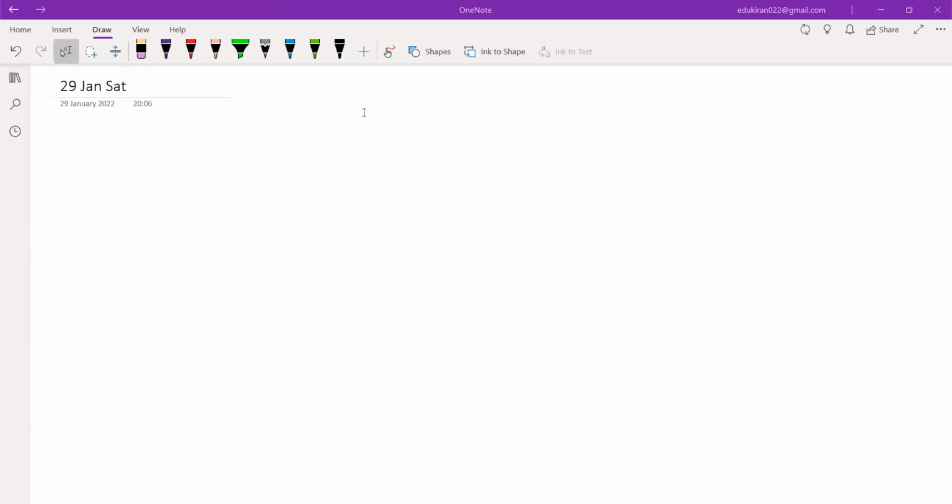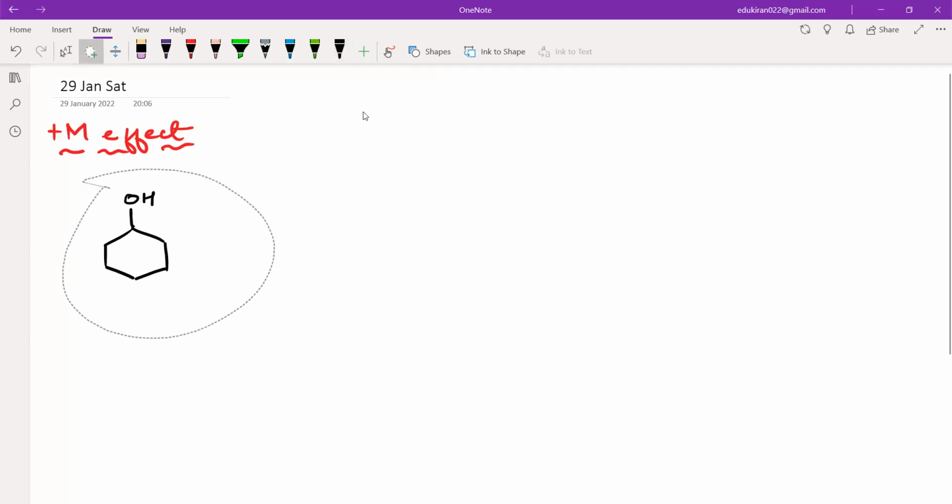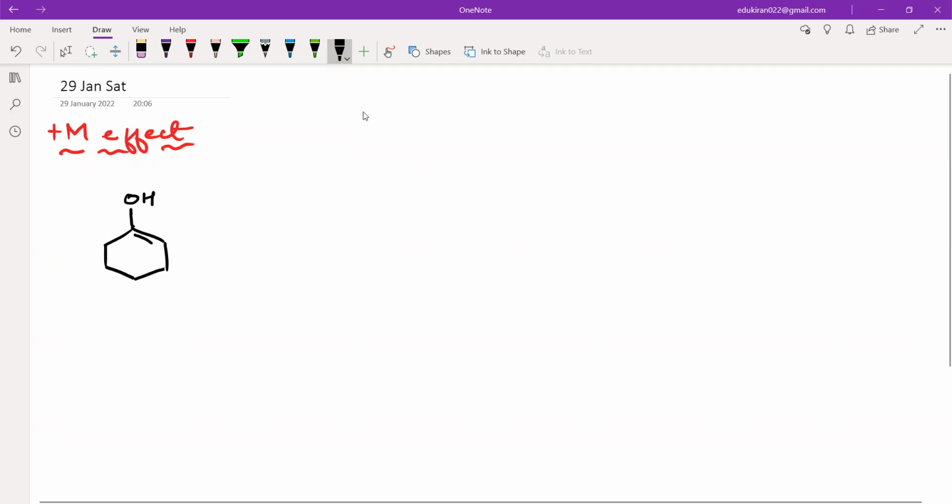So right next, plus M effect. Let us look at the example of an OH group that is attached to a benzene ring. So I'm going to just copy this. It's going to help me. Now in this we have double bonds like this. There's a lone pair on the oxygen atom.